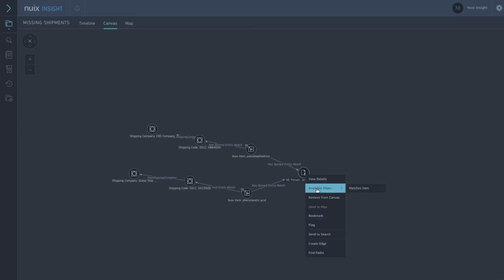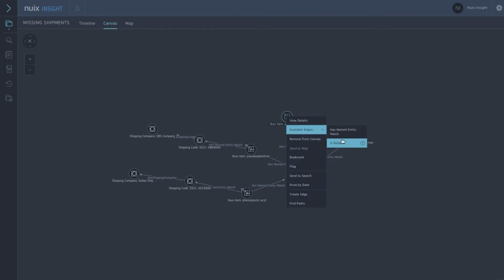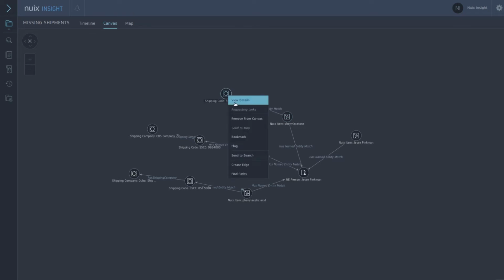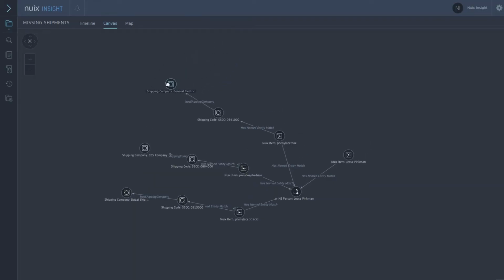So we can actually go and see, do we have any other shipments that involve Jesse Pinkman? And we can see here we have one involving phenylacetone. If I go and expand that, again, we start to see we have the same information. Again, we have another shipping code, and which company is that related to? Here we go, it's the General Electric Group.